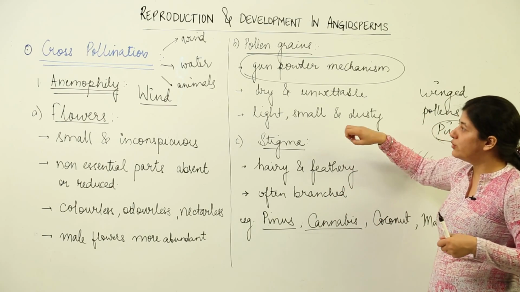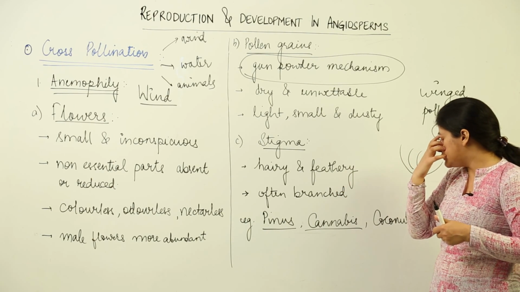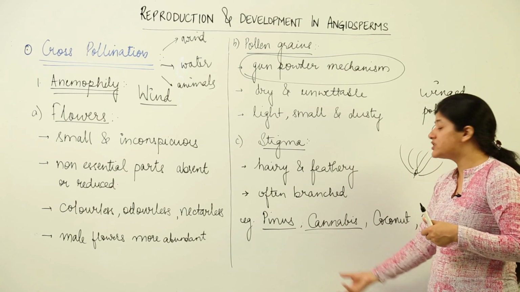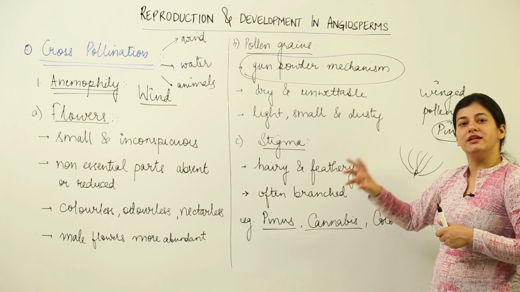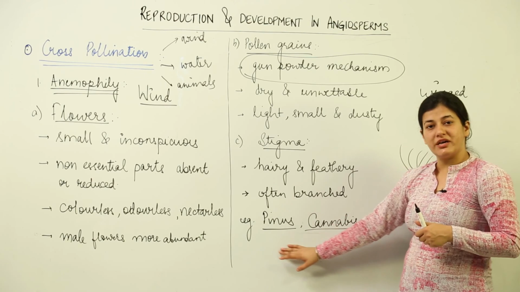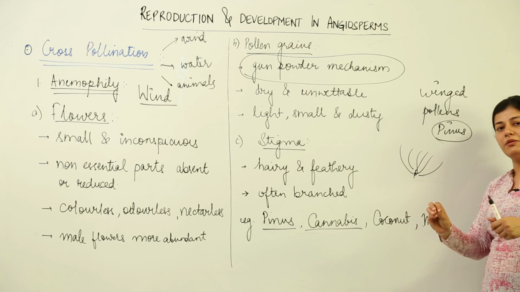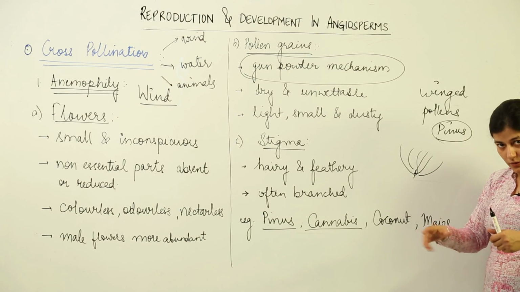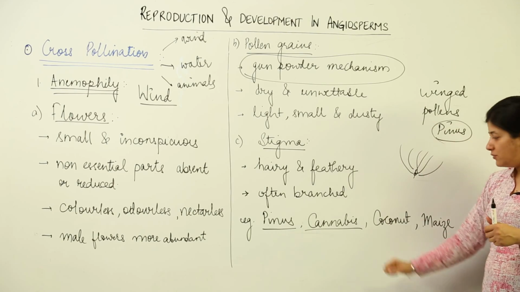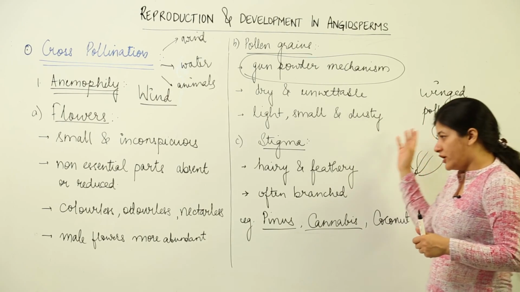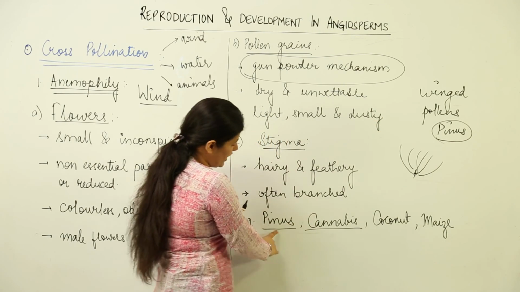So these are the few adaptations which the plants undergo, so that the process of pollination takes place and it becomes less wasteful. The few examples that we have, in case you don't remember any example, you just have to keep in mind that most of the grasses, monocots, undertake this type of pollination, that is anemophily. The second example, if you can't remember anything, is Pinus. As I told you, it has winged pollen.